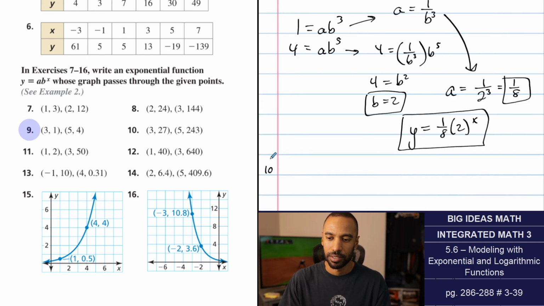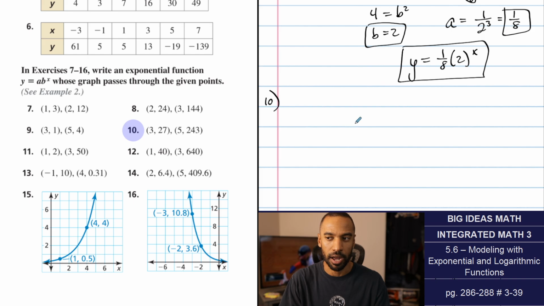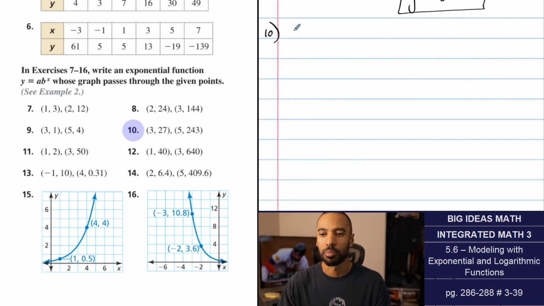Number 10. After number 10, I'm going to go faster on them. I'll stick to those strategies I was talking about, but I'll speed it up a little bit more.